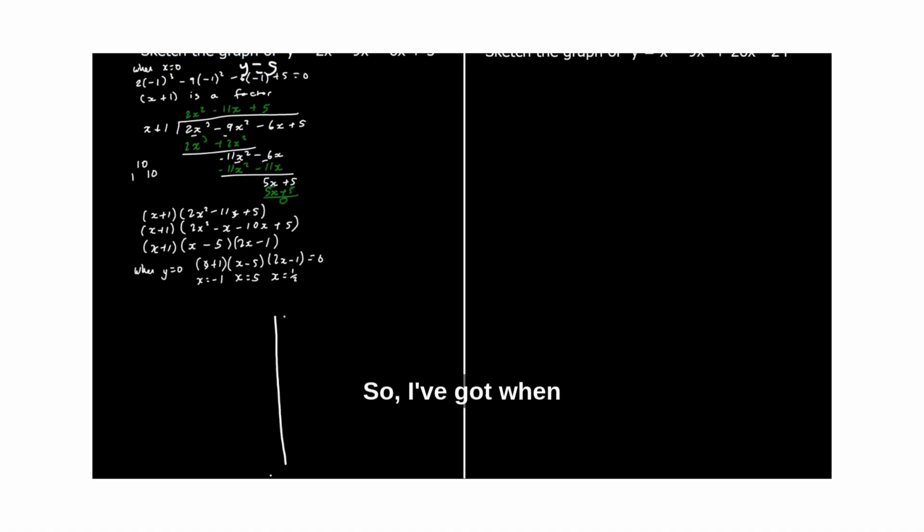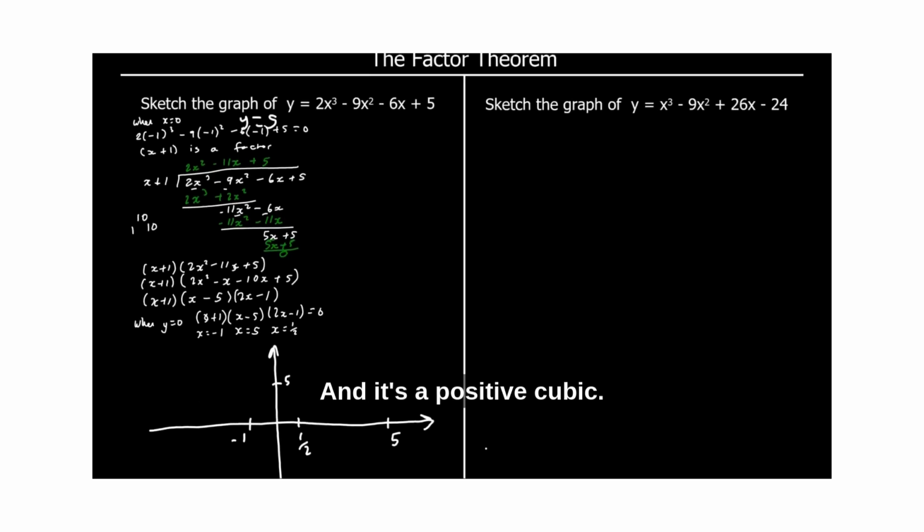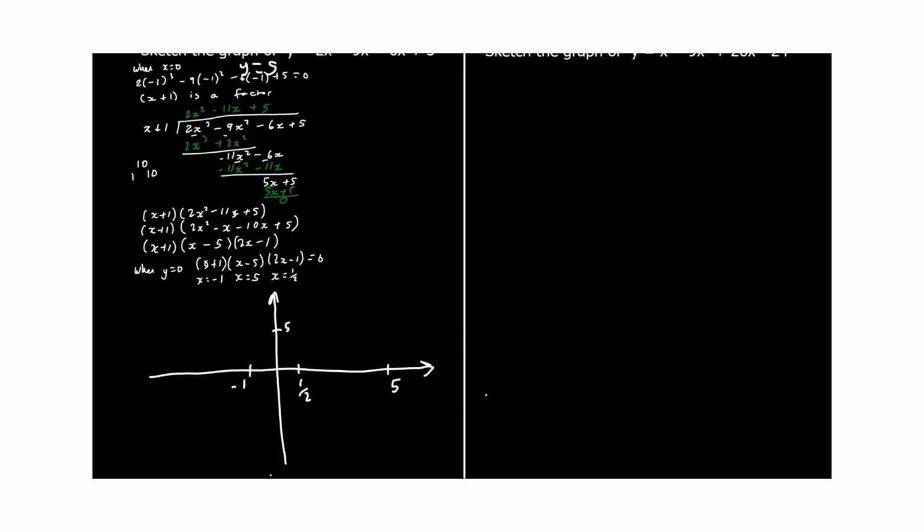So I've got, when x is 0, y is 5. So it's crossing y at 5. It's crossing x at negative 1, a half, and 5. And it's a positive cubic. So up from the bottom, down through at a half, and then back up at 5.